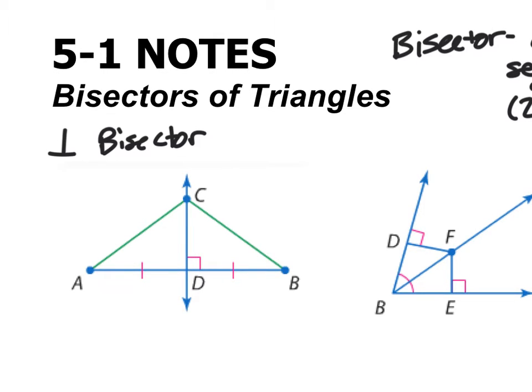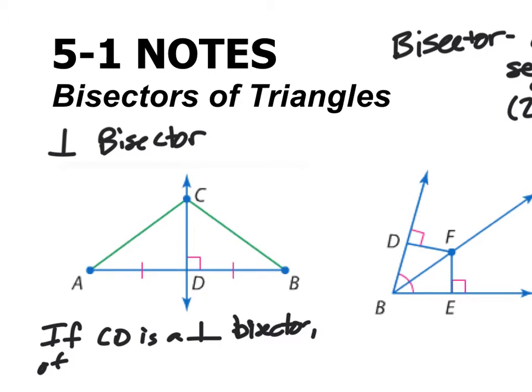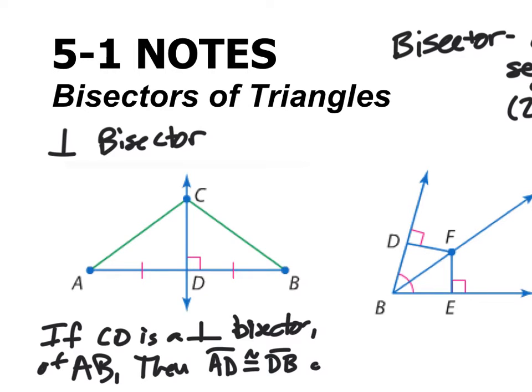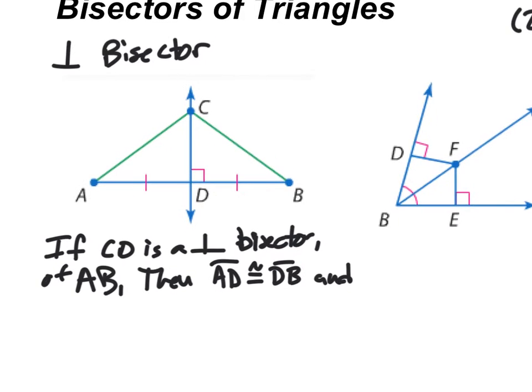And so, let's go ahead and write this: if CD is a perpendicular bisector of AB, then we have two conclusions that we can draw. We know that AD is going to be congruent to DB, and we know that AC is now going to be congruent to CB.